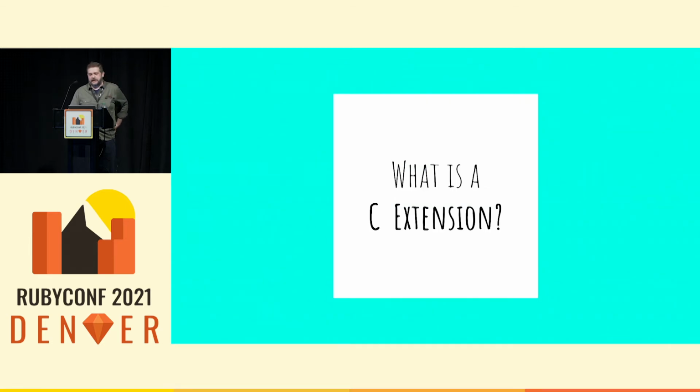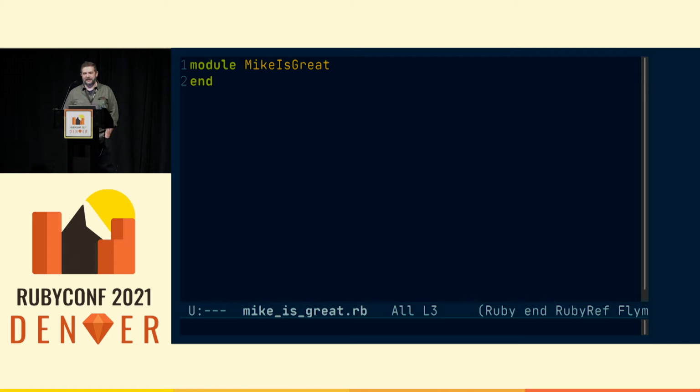What is a C extension? No big deal. It's just Ruby code, but you write it in C. We create new extensions every day in Ruby simply by writing Ruby code. Right? I can extend the Ruby virtual machine to have a new module named Mike is Great, simply by doing this. I've extended the virtual machine, not so hard.